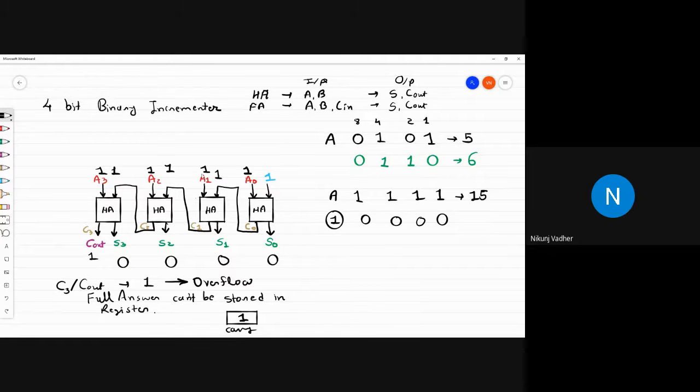No, we will not do anything. This will simply tell the computer that there is now an overflow condition. So we should stop the execution or we should manage this.